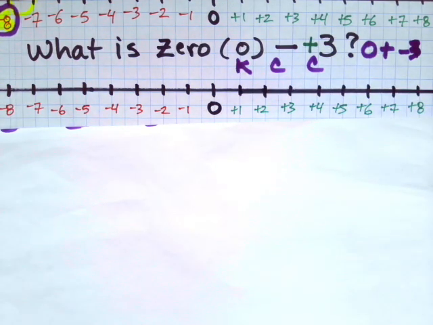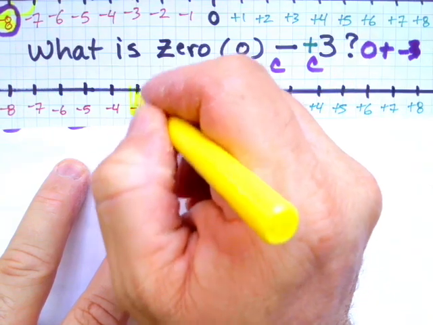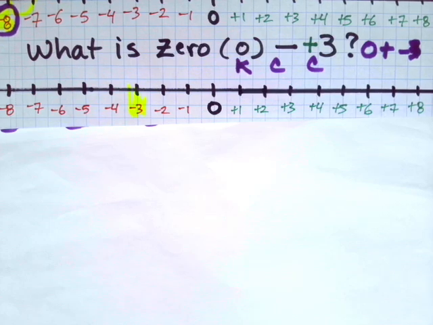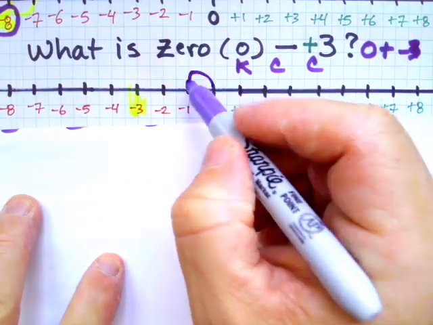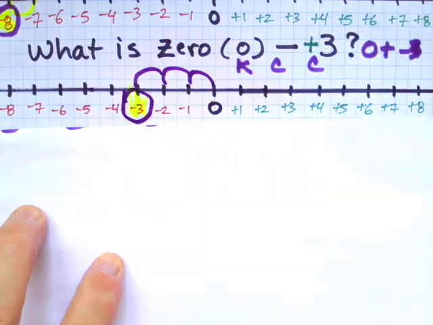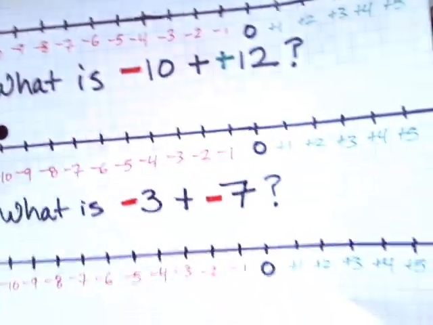So now I can start at 0 and go in the -3 direction, or I could start at -3 and go nowhere. I'm starting at -3 and I'm going nowhere. That is my answer. Well, let's start at 0 and go in the -3 direction. Starting at 0, I go -3: 1, 2, 3 times. And you can see my answer here is -3.